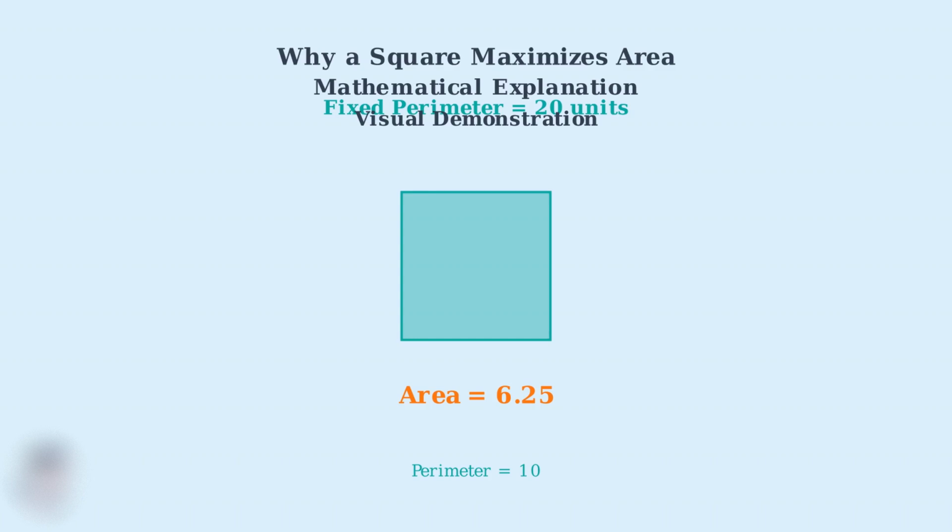As the rectangle becomes more square-like, approaching dimensions of 2.5 by 2.5, the area increases to 6.25 square units, while the perimeter remains exactly 10 units. This demonstrates that the square shape maximizes the enclosed area for any given perimeter.